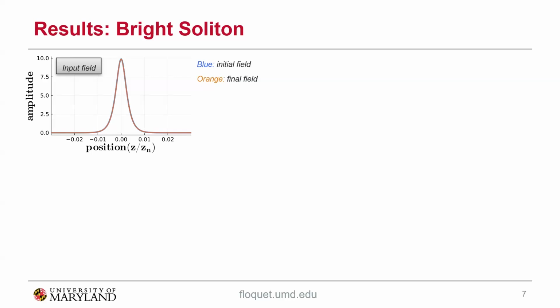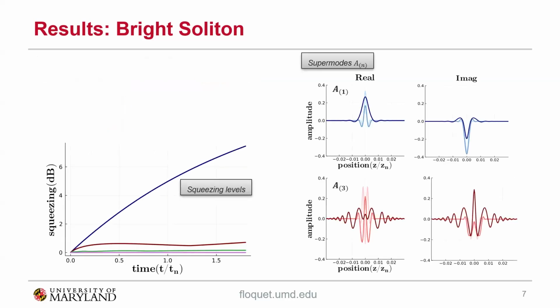That is because, by definition, a bright soliton is a perfect balance between nonlinearities and dispersion. Here I display the squeezing levels. Squeezing levels is just a visual way to represent how much noise has been reduced.